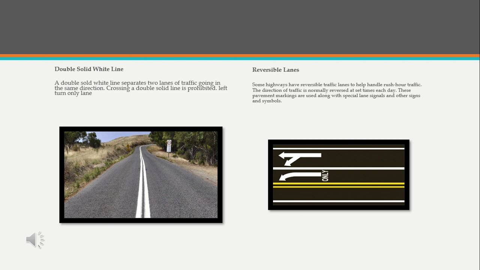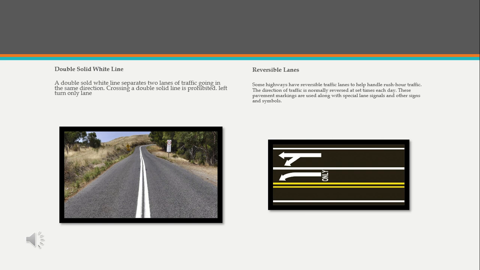Left turn only lane. A double solid white line indicates that drivers must not change lane. Drivers are not allowed to overtake, but they may make left turns if the way is clear and safe.